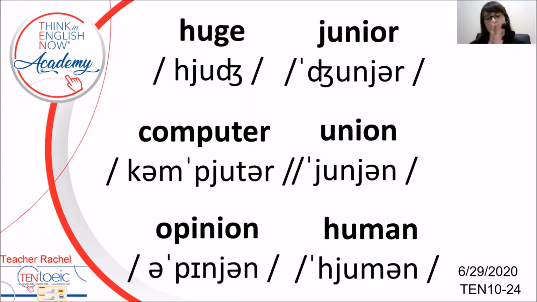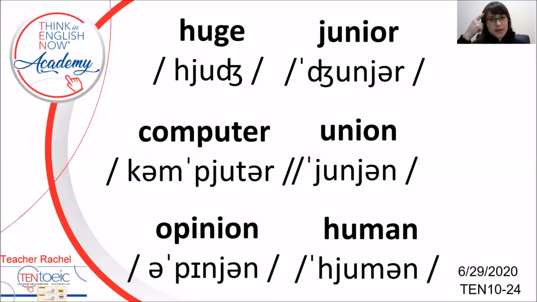Union. This is when two things are very close together. For example, a husband and a wife are in union. So it means they're close. They understand each other. Maybe they think similar and they are always together. They are in union.